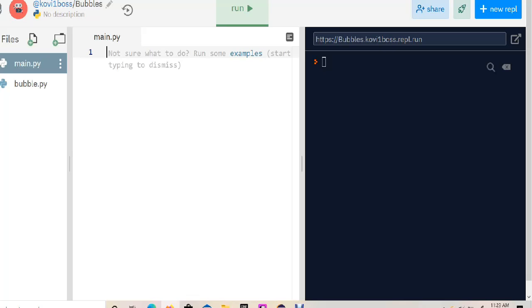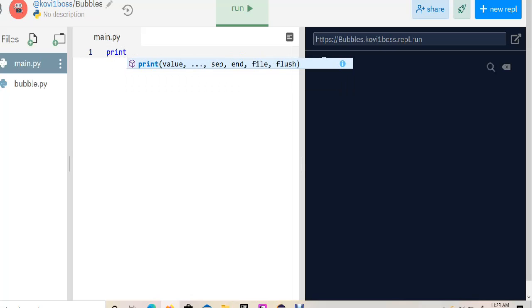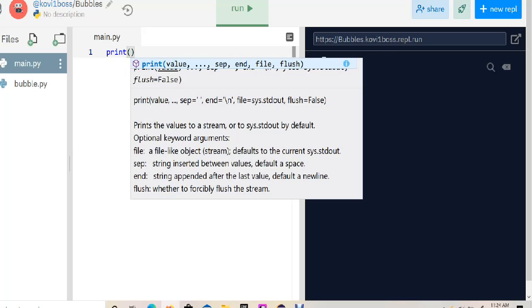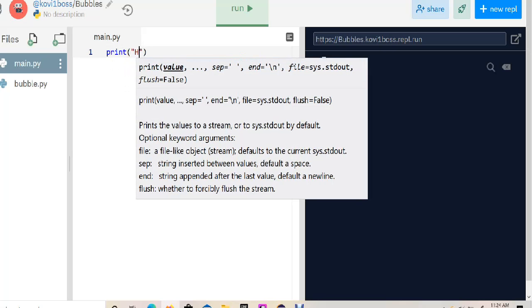Print statements are kind of like saying something. If you want to talk to someone, you just say it right away. You don't need to get ready to say it or add anything extra. But in coding, there is a certain way to say it. So if you want the computer to say something, like hello, then you do print, parentheses, quotation marks, hello.